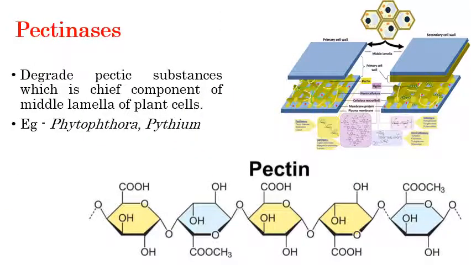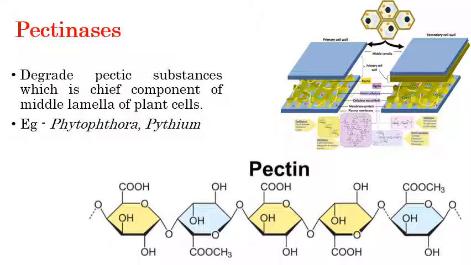The second enzyme is pectinases. Pectin is also the chief component of the middle lamella. We can see the middle lamella here on the right side. This is the layer after the primary cell wall. We can see the middle lamellae. So what will happen due to the production of pectinases by the different types of plant pathogens? It degrades the middle lamellae of the plant cells.